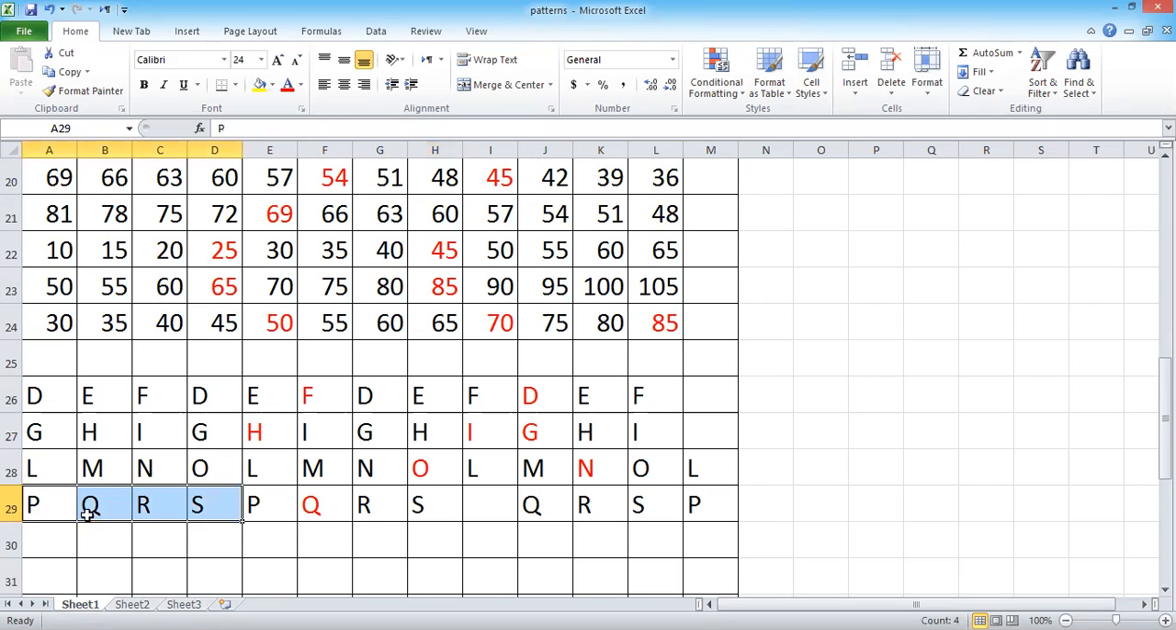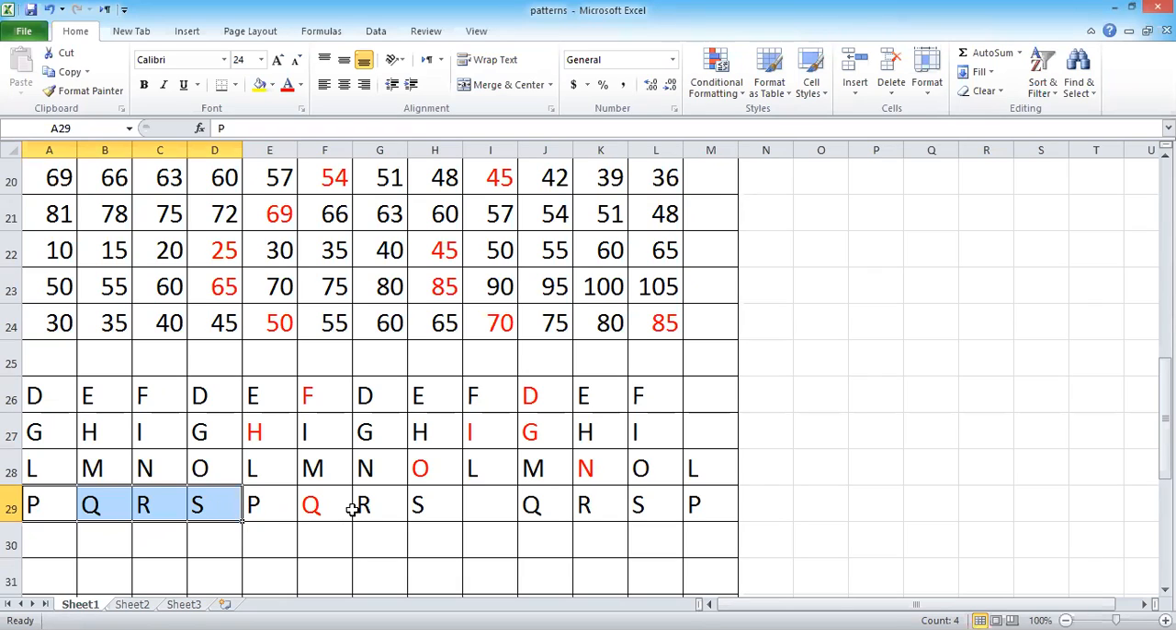S and start from P. P, Q, R, S, P. No. You will say P, Q, R, S. Sir, these are the four alphabets which are repeated in a pattern. Right? See? P, Q, R, S, P, Q, R, S.